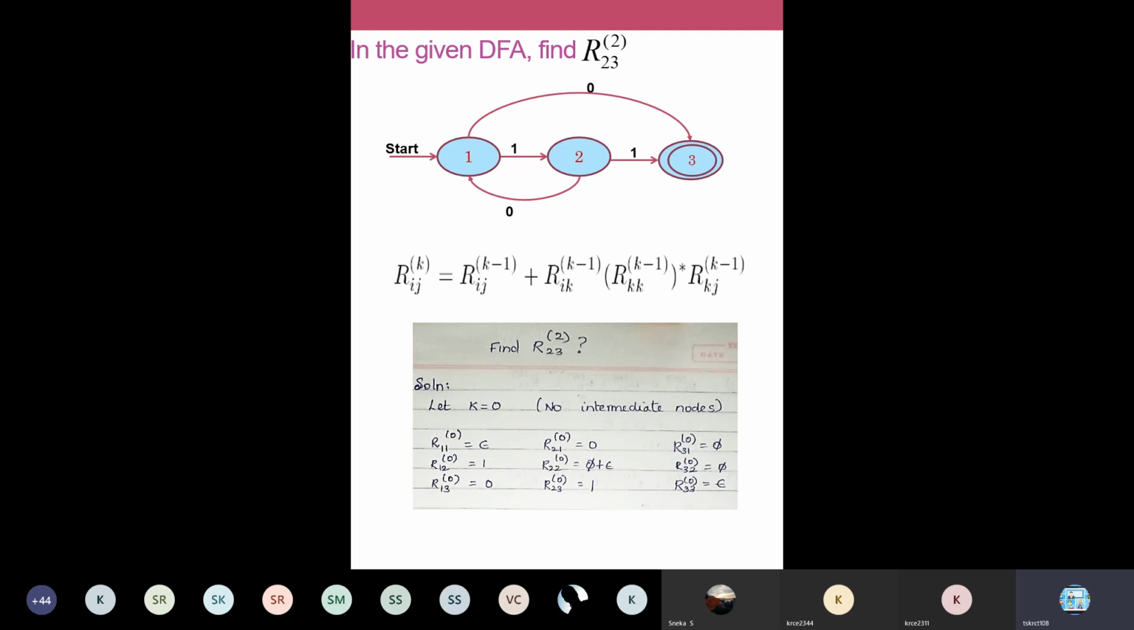Okay. So now we'll see how to find out R11 of 1, R12 of 1, R13 of 1, everything we will be seeing. So for you to understand, in all the slides I have kept the diagram.